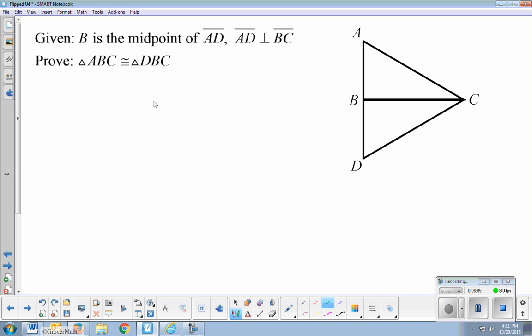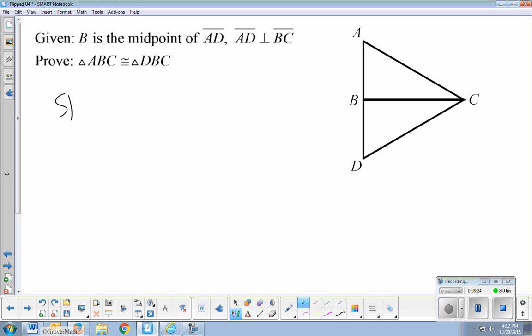So this is what your standard proof questions look like. You have some given information, a picture, and what I want to prove. So first, you always want to start with what you want to prove. I want to prove that triangle ABC is congruent to triangle DBC. Now, with rigid motions, it's very easy. Just reflect over BC and be done with it. But as far as a statement reason proof goes, it's a little bit more.